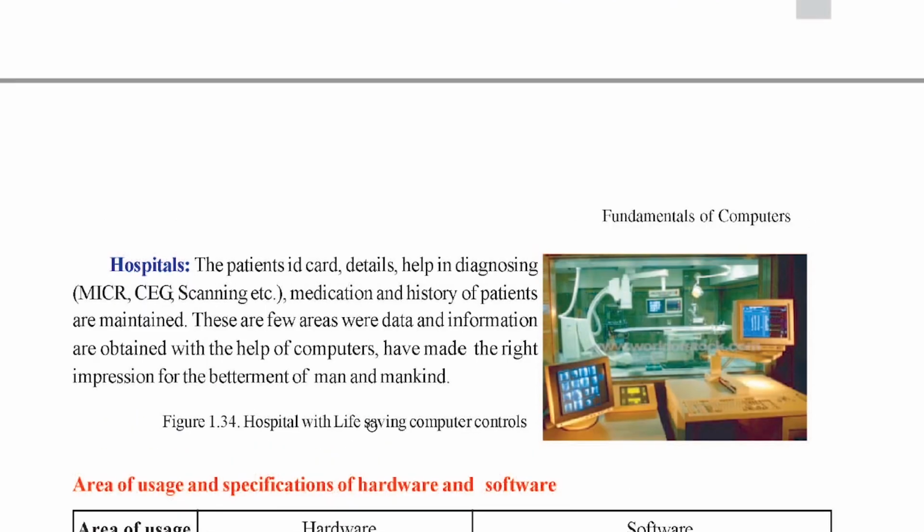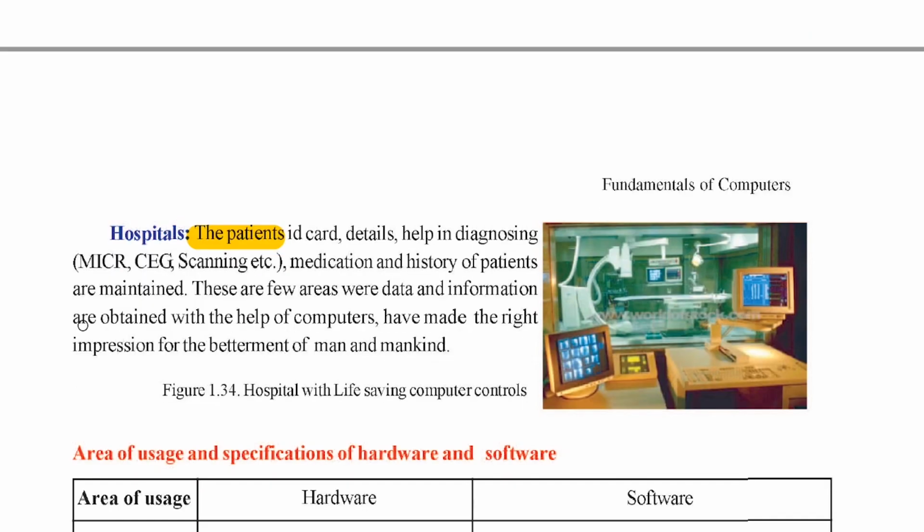So next is hospitals. Nowadays we use computers extensively in hospitals. The patient's ID card details help in diagnosing, and medications and history of patients are maintained. So these are a few areas where data and information obtained with the help of computers have made the right impression for the betterment of man and mankind.